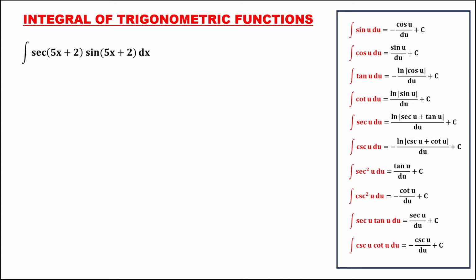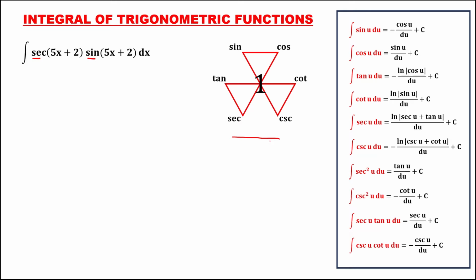Then for this given, to find the integral, we have secant times sine. Since there is no formula to find the integral of secant times sine, first we need to check if there is an identity. So using this figure, take note that if we multiply the two functions, the result is the middle function.